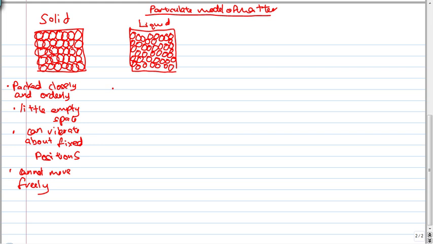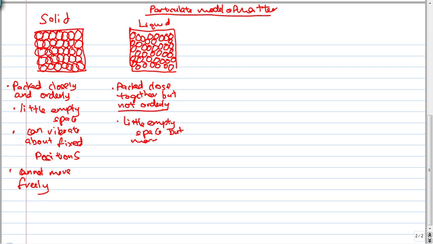As you can see, they are still packed close together, but it's not orderly. Remember that it's not orderly. They still have very little empty space, although more than that of solids. The distance between particles has increased.